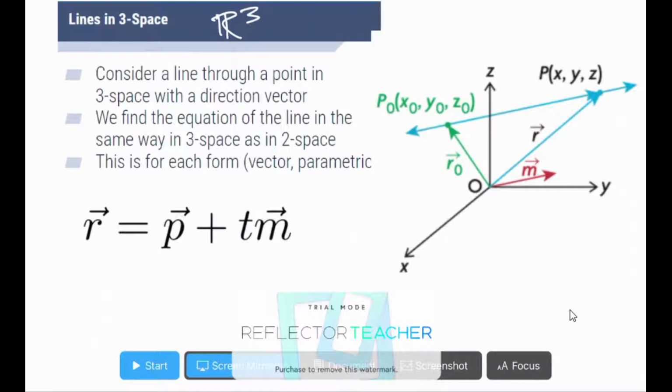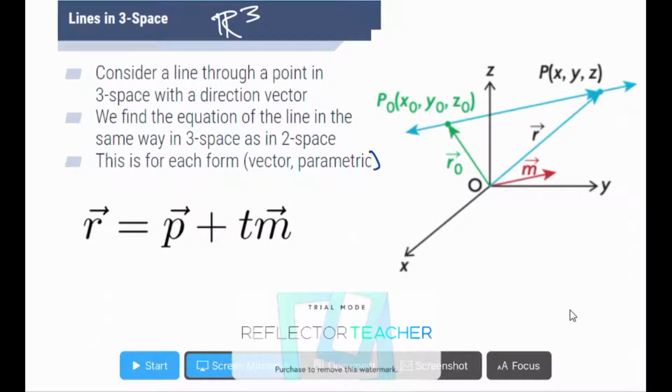Consider a line through a point in 3 space with a direction vector. We find the equation of the line in the same way in 3 space as in 2 space, and this is for each form: vector, parametric, etc. So we have our vector form here. We have our point, so we know a point on the line. We have our parameter, and we have our direction vector. Let's take a look at some of the notation here.